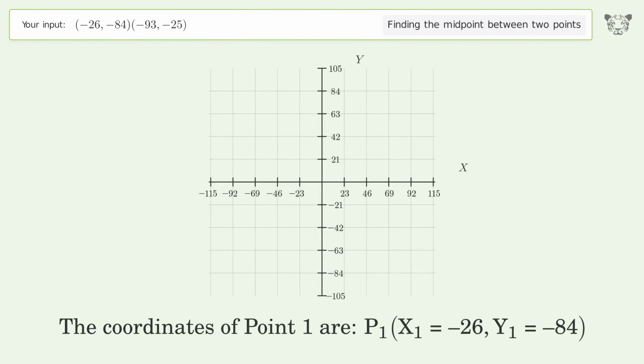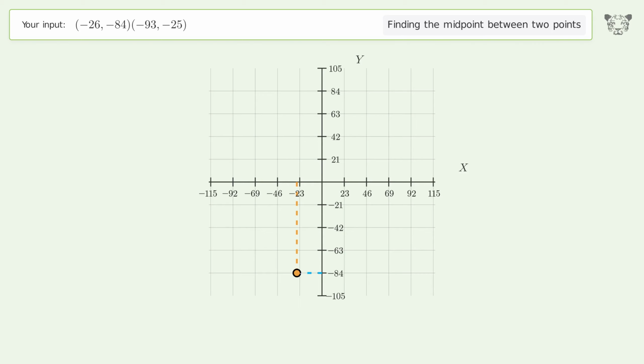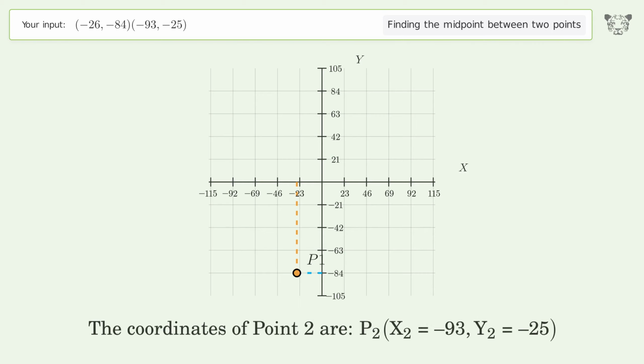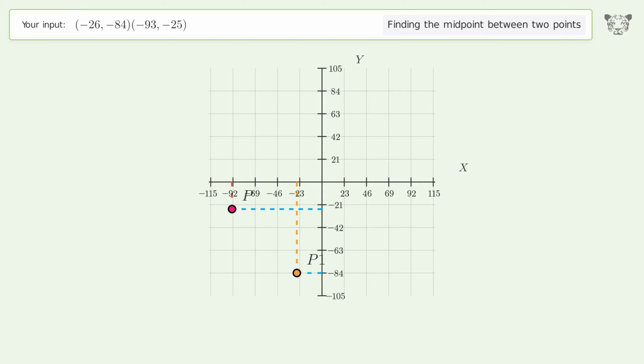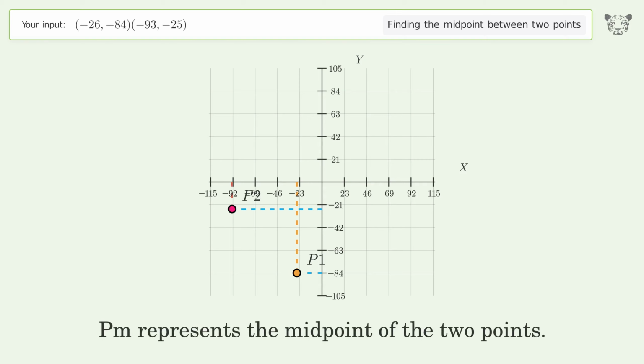The coordinates of point 1 are, x1 equals -26, y1 equals -84. The coordinates of point 2 are, x2 equals -93, y2 equals -25. PM represents the midpoint of the 2 points.